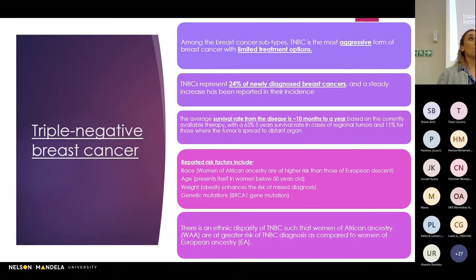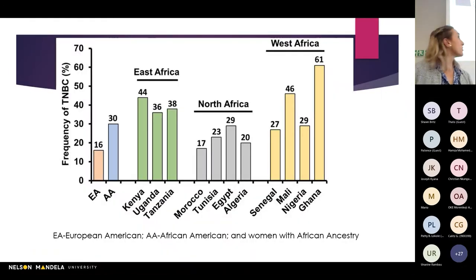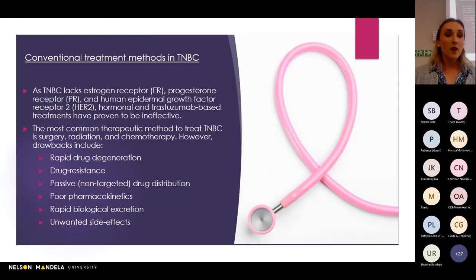Obviously, for South Africa, or even the African continent as a whole, this is a problem that needs to be addressed. So these are some of the statistics that show the frequency of the diagnosis of triple negative breast cancer in women of African ancestry as compared to women of European ancestry. And you can see that the numbers are far greater. So this is a problem that needs to be addressed, and it needs to be addressed now.